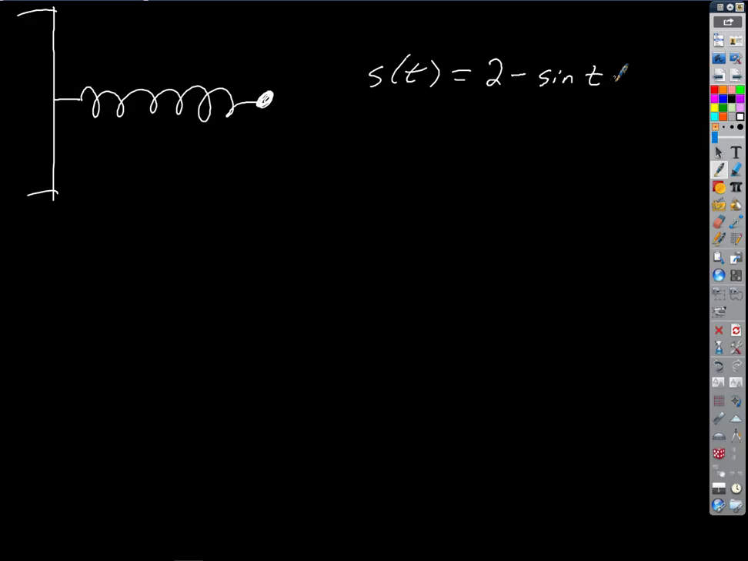Okay? So we want to answer some questions then. Let's say we want to know some stuff about this. Let's say we want to know the times when the velocity or when the speed is maximum, and we want to know the times when the speed is minimum, when speed is 0. Okay, how can we do that?